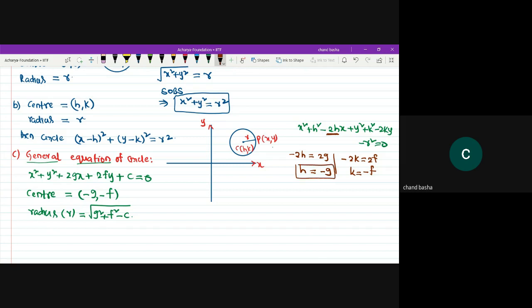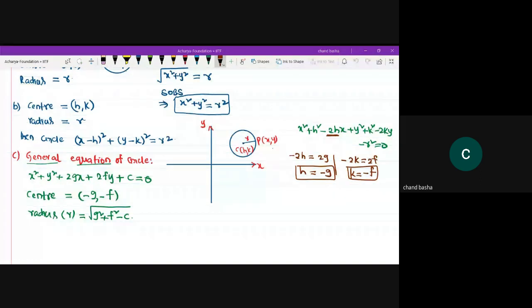In the B point, the center is h comma k. In place of h, what do we have? Minus g. In place of k, what do we have? It is minus f. Clear? Minus g, minus f.